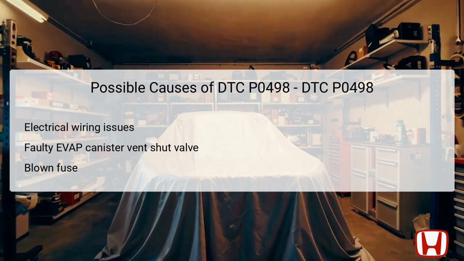A blown fuse, specifically the B30 10 millibank fuse, can also trigger this DTC as it directly affects the circuit that powers the vent shut valve. Each of these components must be checked sequentially to identify where the fault lies.